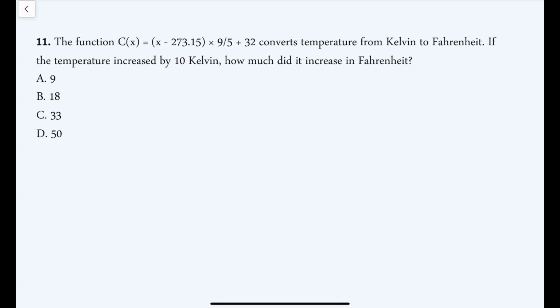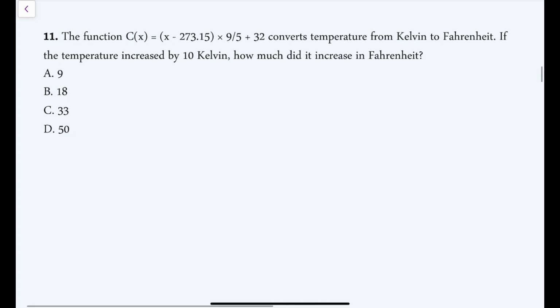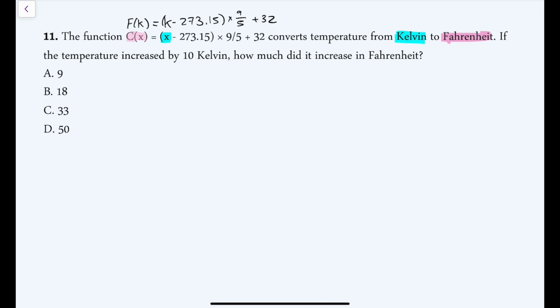Okay, so first let's analyze this equation. This could have just as easily been written as f at k is equal to k minus 273.15 times 9 over 5 plus 32. Because we're saying that this equation converts from Kelvin to Fahrenheit, which means that if we plug in Kelvin, the result would be in Fahrenheit.